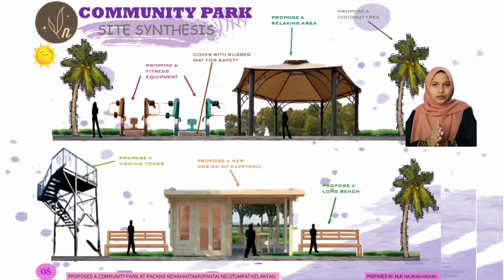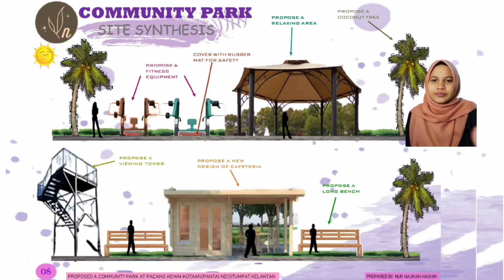The third view for the synthesis: first, I want to propose fitness equipment that has been covered with a rubber mat for safety when they work out. Then propose a relaxing area. The next is to propose a coconut tree, because the site is near the river and the coconut tree is suitable to plant there.